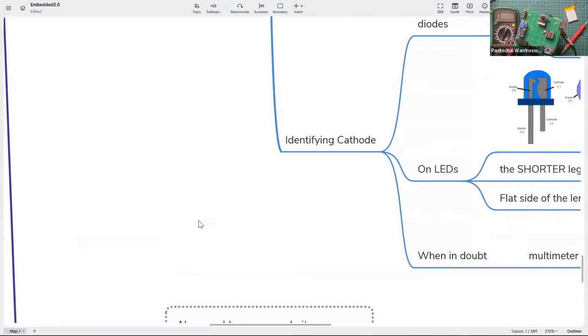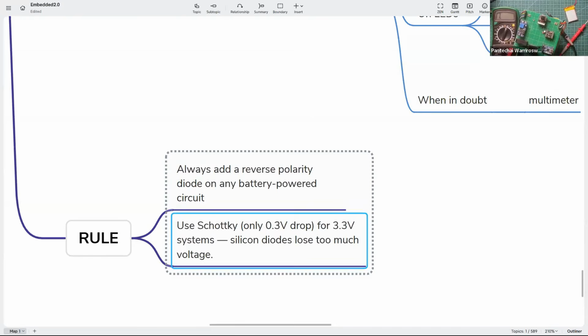And remember, if you are working completely with 5 voltage logic, all people go with the normal IN4007 diode. Whereas if you are working with a 3.3 voltage logic system, then please go with the Schottky diode. Why? If you are using the IN4007 diode, the loss is around 0.7 voltage, which is very huge. Whereas if you go for the Schottky diode, the loss will be very less, around just 0.3 voltage. So that's what it's all about.